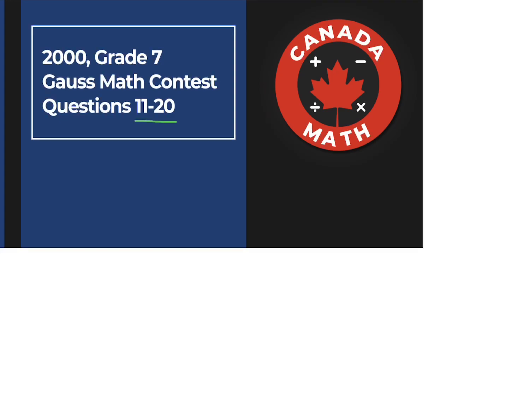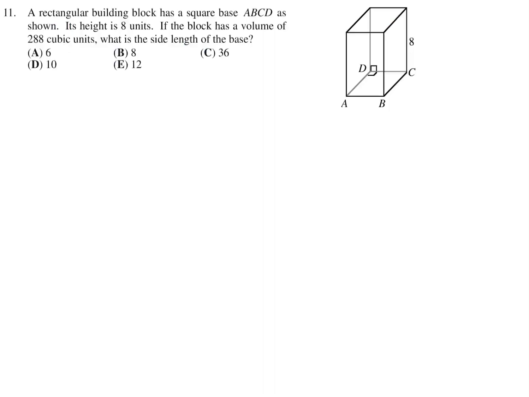Questions 11 through 20 of the 2000 Grade 7 Gauss Math Contest. A rectangular building block has a square base ABCD. As shown, its height is 8 units. If the block has a volume of 288 cubic units, what is the side length of the base?